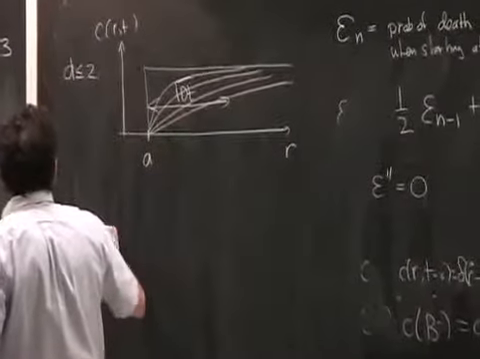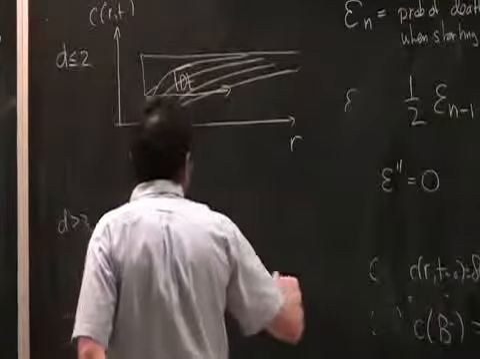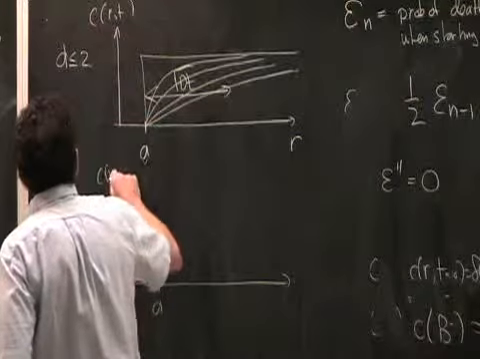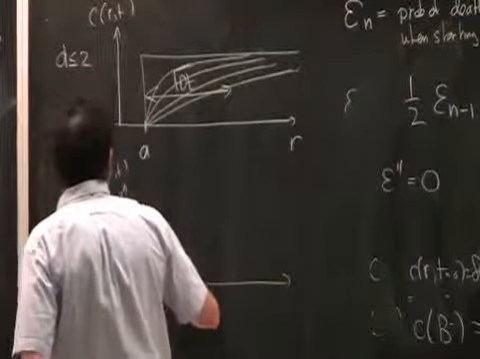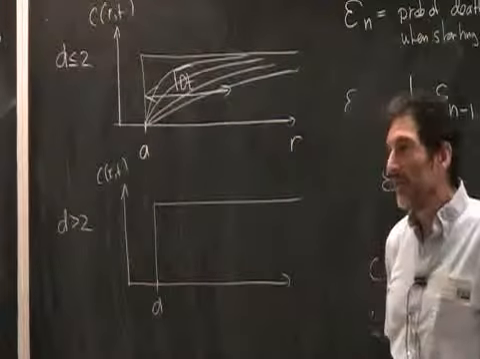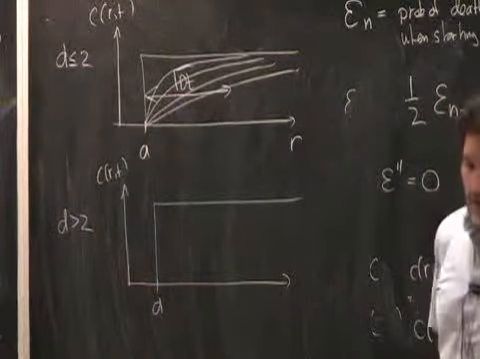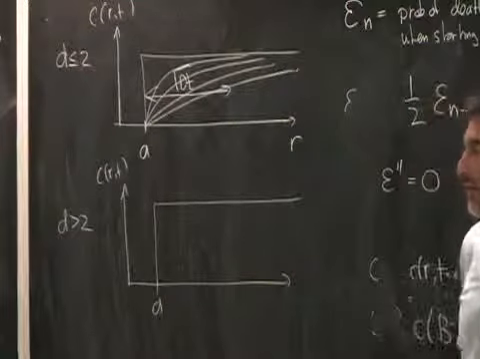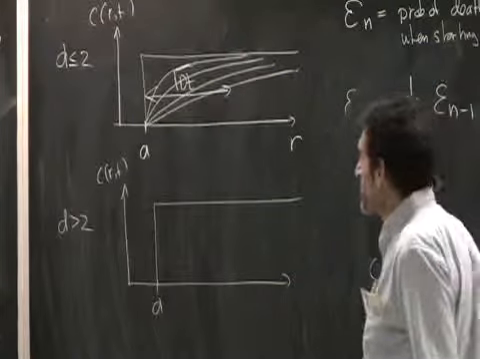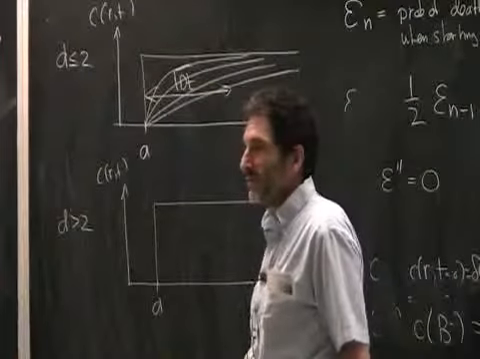For d strictly larger than 2, well, we know what the answer is. If I plot C(R) as a function of t, we start off again like that. But in the long time limit, because random walks are transient rather than recurrent, we will eventually reach a steady state. And so what's a steady state solution?